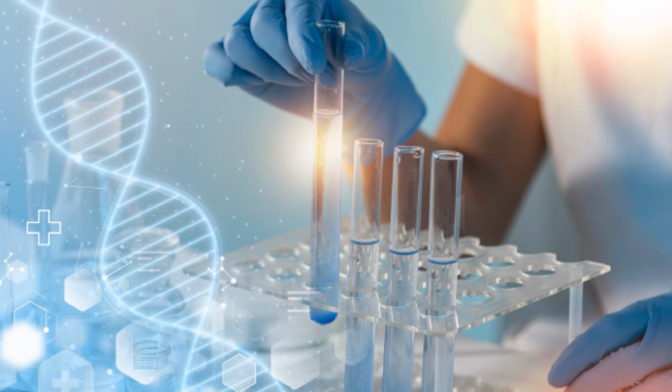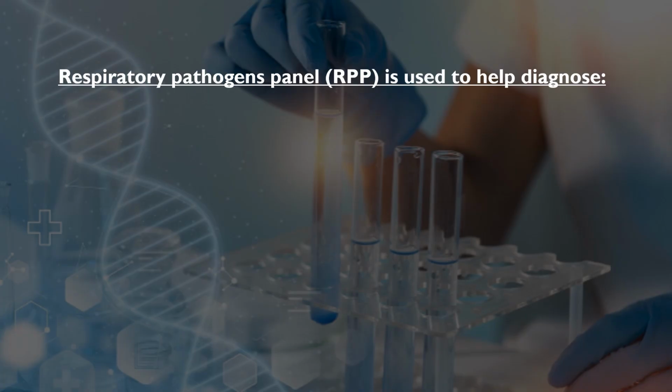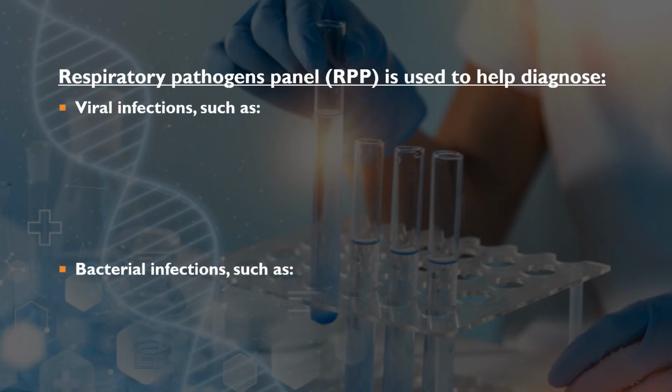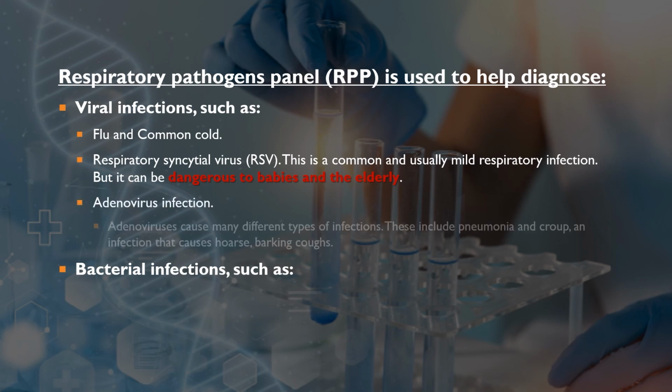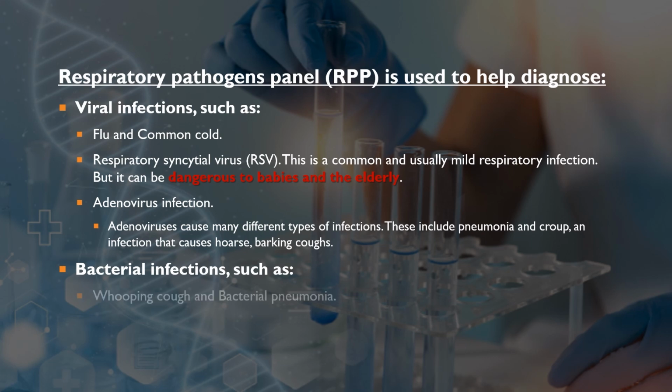An RPP is used to help diagnose viral infections such as flu and the common cold, respiratory syncytial virus or RSV. It's usually a mild respiratory infection. However, it can be dangerous to babies and the elderly. Adenovirus can cause different types of infections and may include pneumonia and croup, an infection that causes hoarse, barking coughs, as well as bacterial infections such as whooping cough or bacterial pneumonia, as well as antibiotic resistance genes.